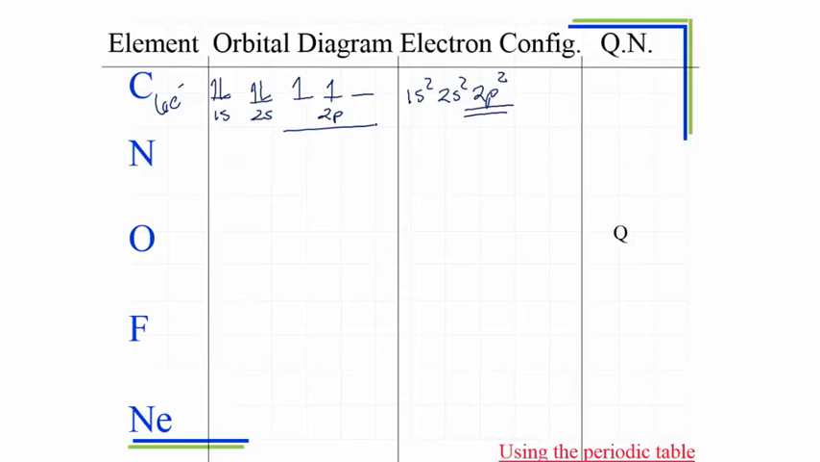Let's move on to nitrogen. Nitrogen has 7 electrons, okay? So we have 1s with its 2 electrons, 2s with its 2 electrons, and the 2p, where we have the 3 orbitals, we spread them out, and there we go. So we have them maximizing the number of parallel spins according to Hund's rule. This gives me 1s2, 2s2, 2p3 for the electron configuration.